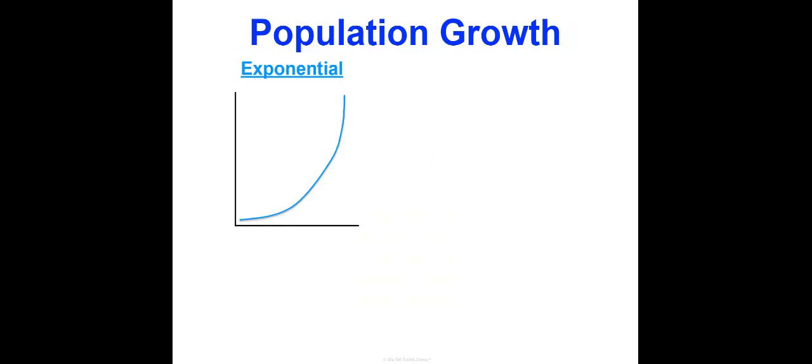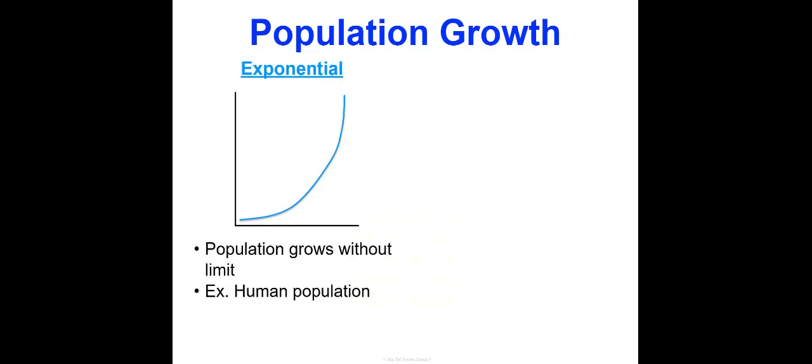Population growth could be exponential, so it's growing without limits. Humans are doing this. They're actually starting to slow down a little bit, but in general, if we were running out of food in one area, we just get it from another area.